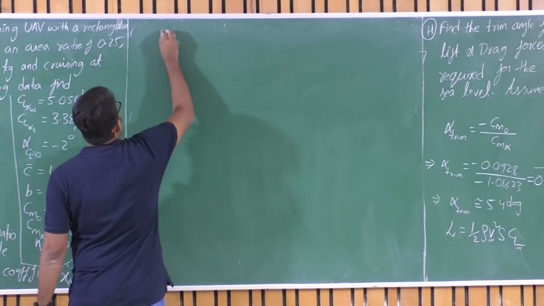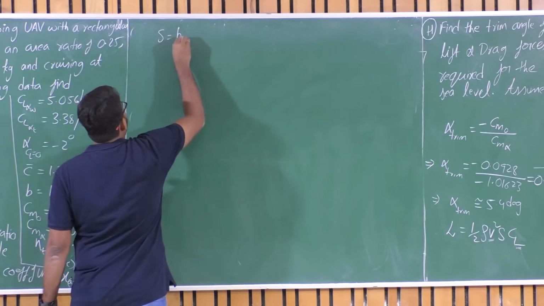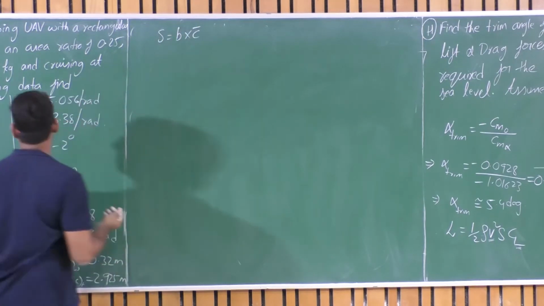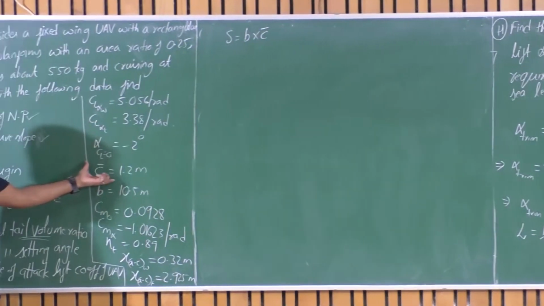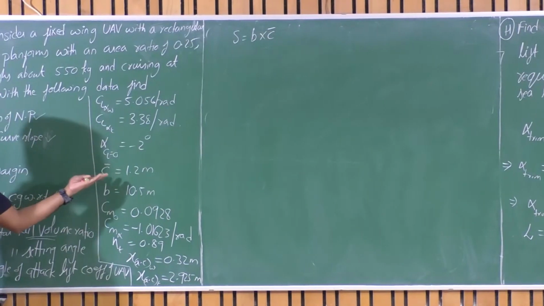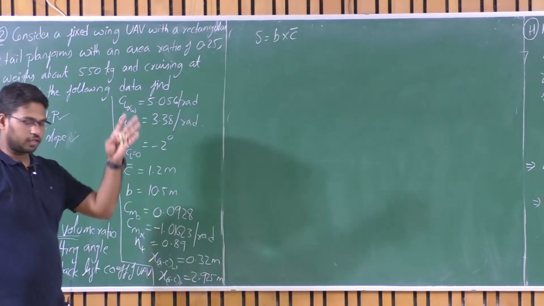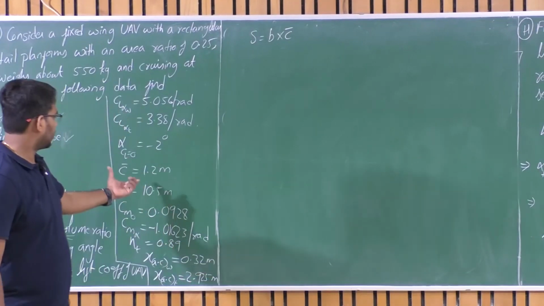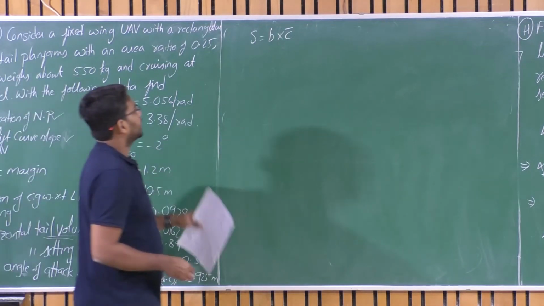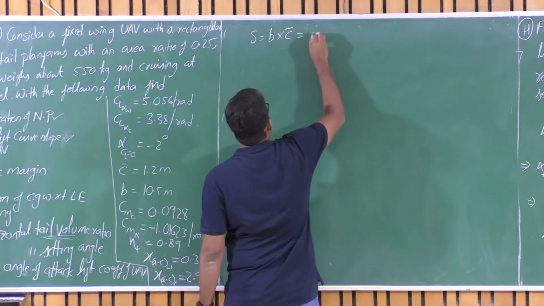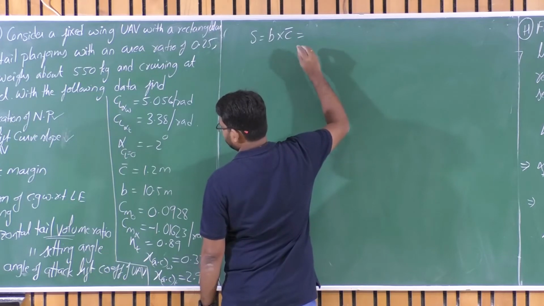So I know S is B times C bar. C bar is nothing but C throughout. It's a rectangular wing, so C bar doesn't make much sense. It is nothing but root chord, tip chord, everything. At a given cross section, this will be the corresponding root chord length. So for a rectangular wing, this is B times C bar, which is nothing but B times C.